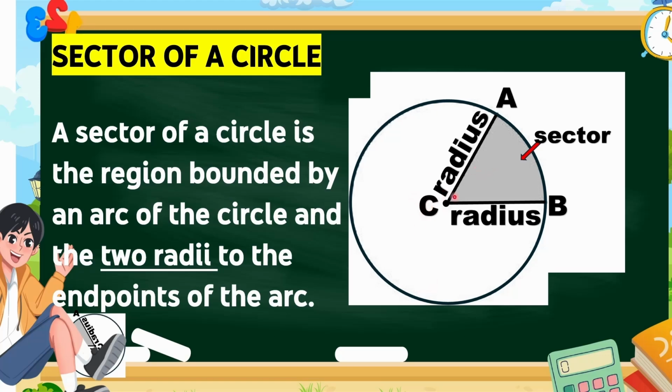Okay, so in this example, we have circle C, then we have two radii, 1 and 2, and this is an arc. This part is what we call the sector. Again, a sector of a circle is a part of the circle that looks like a slice of pizza or pie.